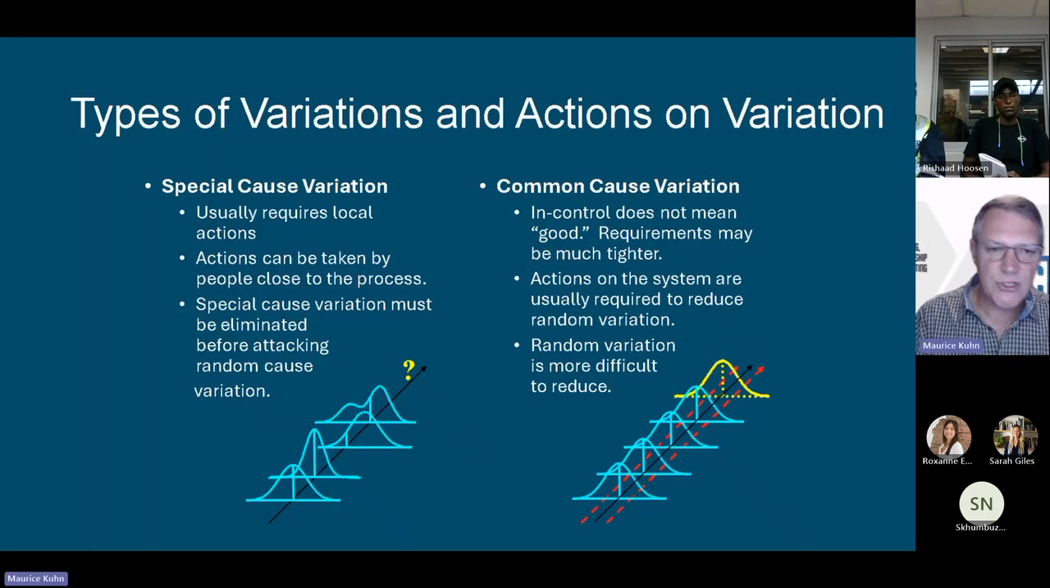So back to our Walter Shewhart, two kinds of distributions, or two kinds of variation: special cause and common cause. Special cause variation are the things that normally require us to pick up quickly if there's a problem and do something about it. Actions can be taken by people close to the process. Special cause variation must be eliminated before you start attacking common cause variation.